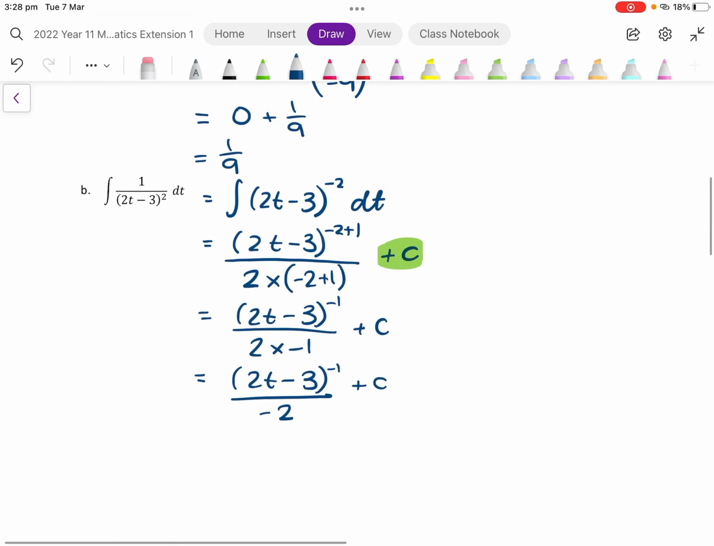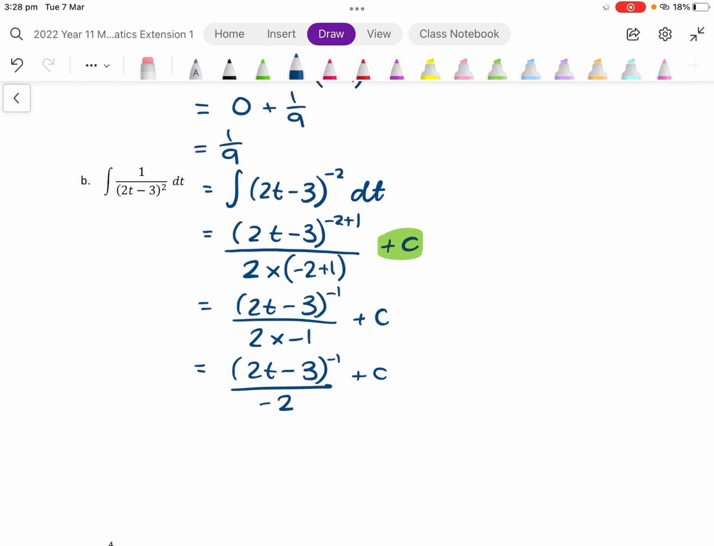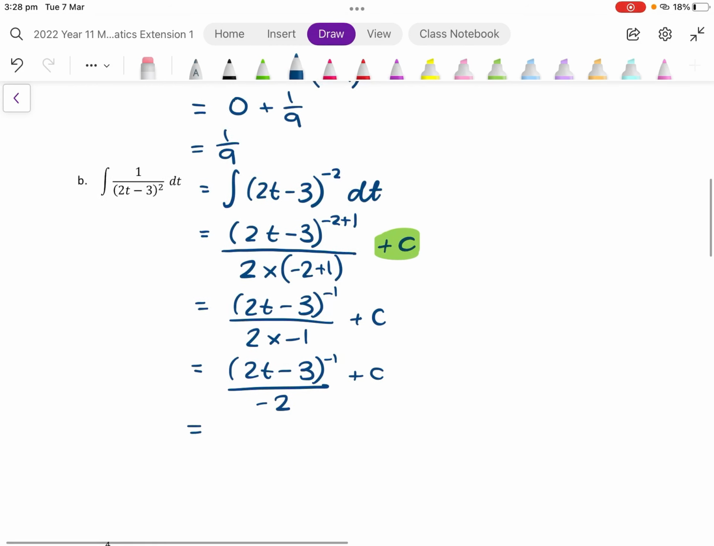Then we can rewrite this without our negative power, and bring that negative up the top too. So it will be negative 1 over 2 lots of 2t minus 3 to the power of positive 1, plus c.